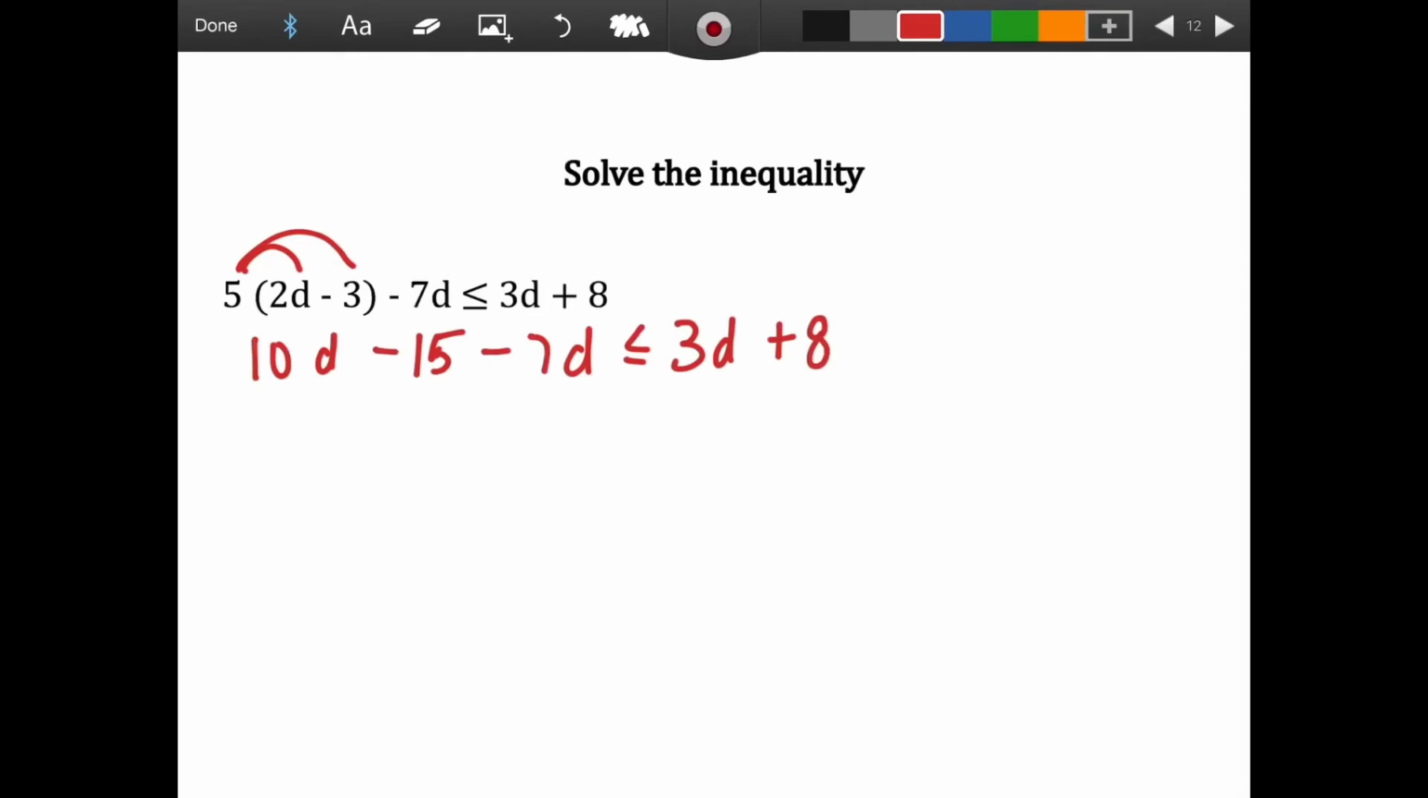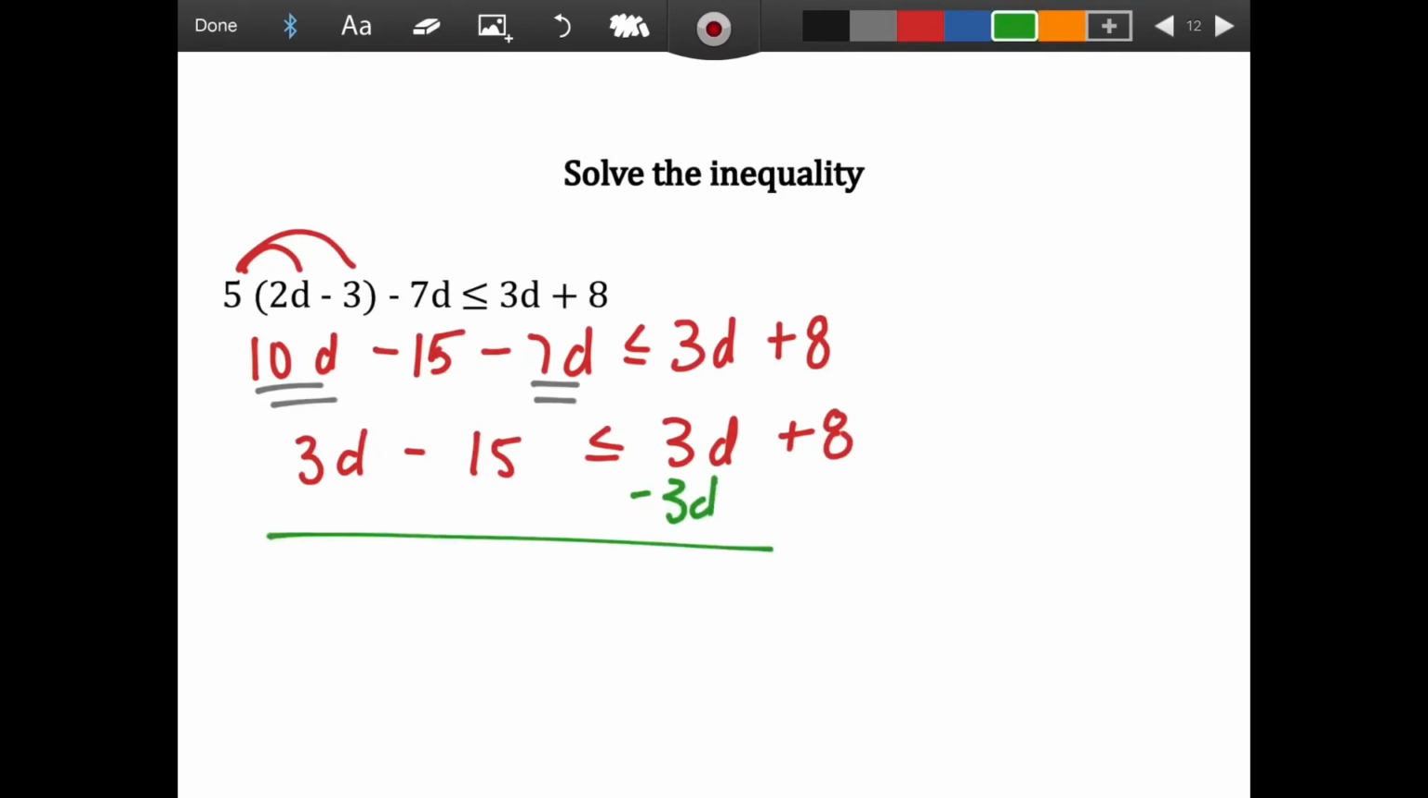On the left side of our inequality, we can combine like terms. We have 10d and negative 7d. That gives us 3d minus 15 is less than or equal to 3d plus 8. When we move our variables to the same side, subtract 3d from both sides, all of our variables cancel out in this case, and we're left with negative 15 is less than or equal to 8. Negative 15 is less than or equal to 8, so this is true.